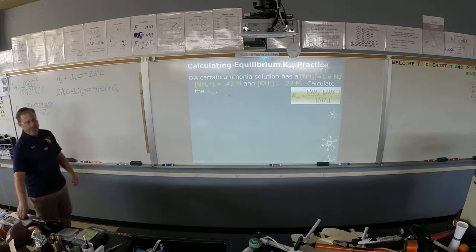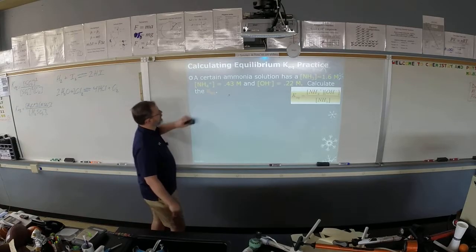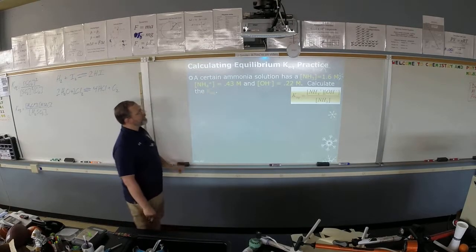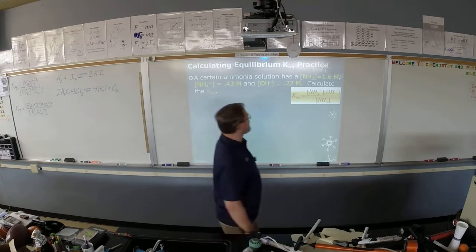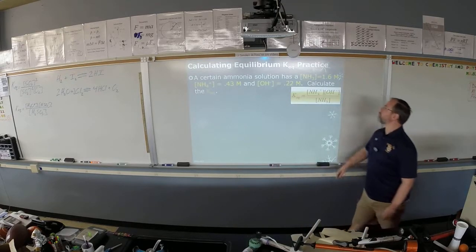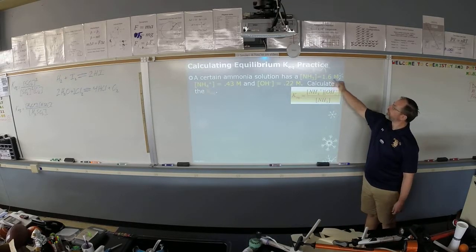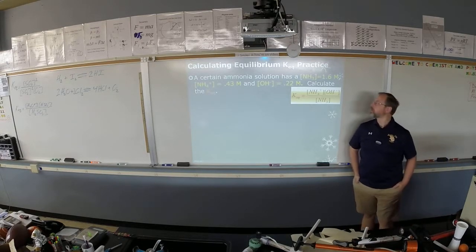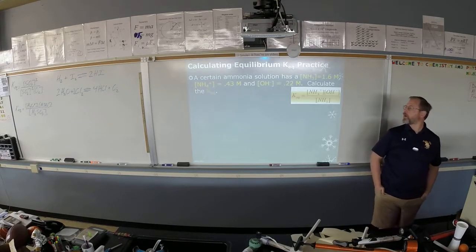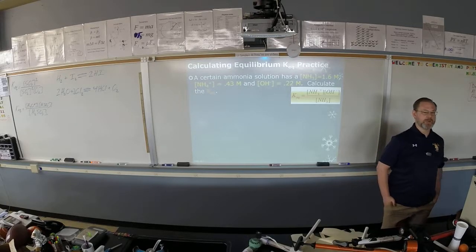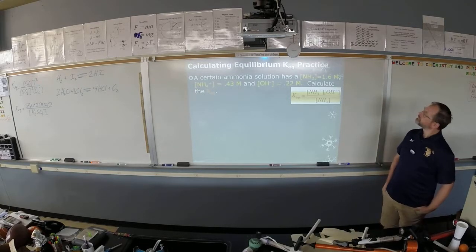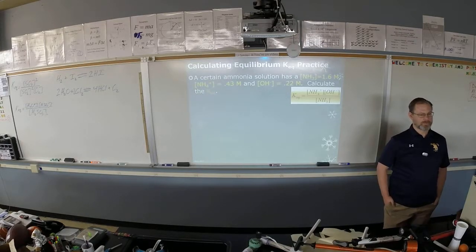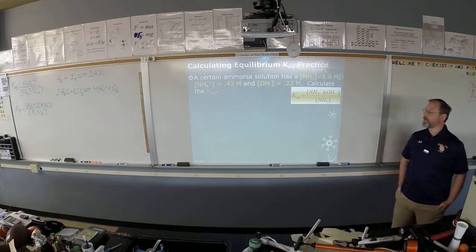Okay. Now we're going to rub some algebra on it. You have a reaction. Here's our ammonium reaction again. You find that at equilibrium there's 1.6 molar ammonia, 0.43 molar ammonium, and 0.22 molar hydroxide. What's the Keq? That wasn't rhetorical. So grab yourself a calculator and work this out.